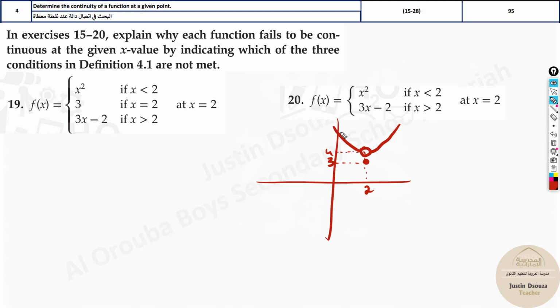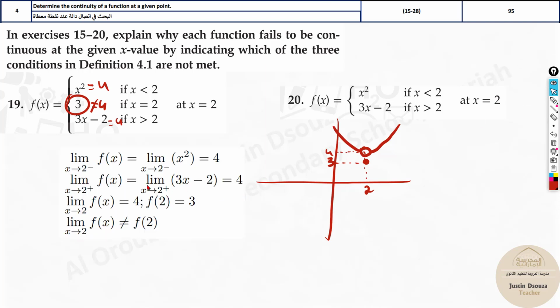Because from the left side, you're closing in on the value 4. Right side, yes, 4. The limit exists. But now, because we have been given exactly f of 2, what is happening? The value is 3. It's not 4. Here we get 4, here we get 4, but you can see over here it is 3. It's not 4. Therefore, it is discontinuous.